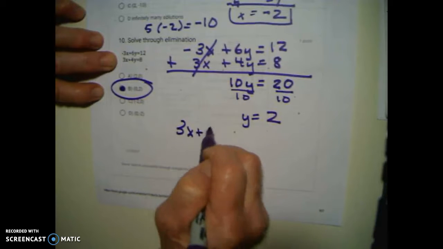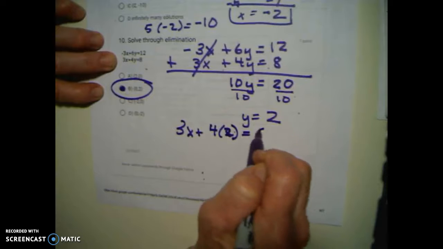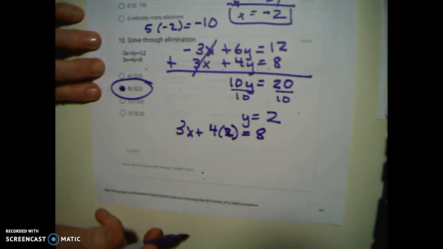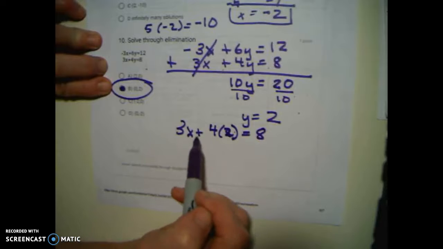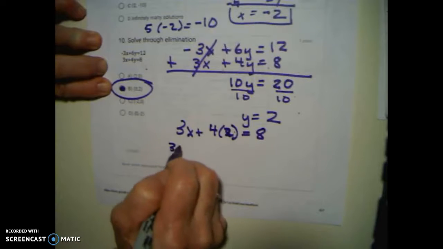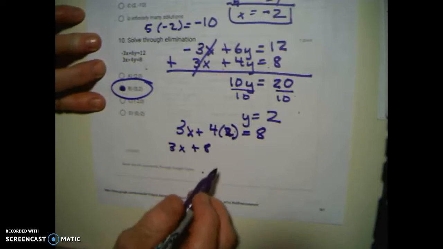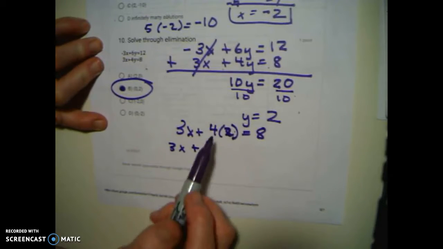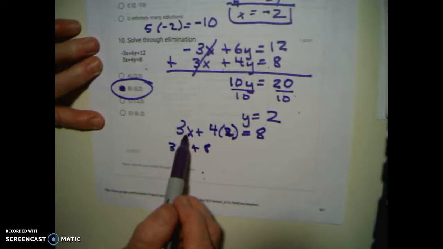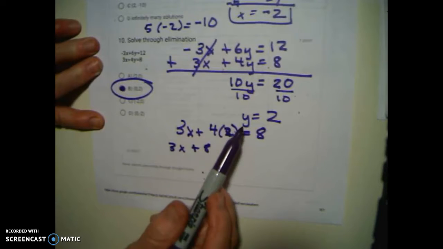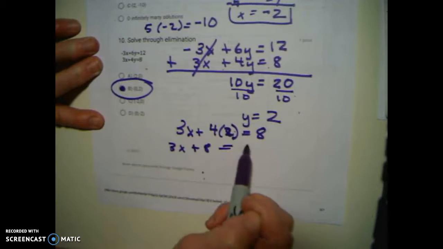3x plus 4 times 2 equals 8. And let's see what happens when I try to substitute those in. 3x plus 8 does not equal 8. So look and see what happened on this one, and see if somehow I have messed this up. Well, sure. I should be getting something which equals 8.